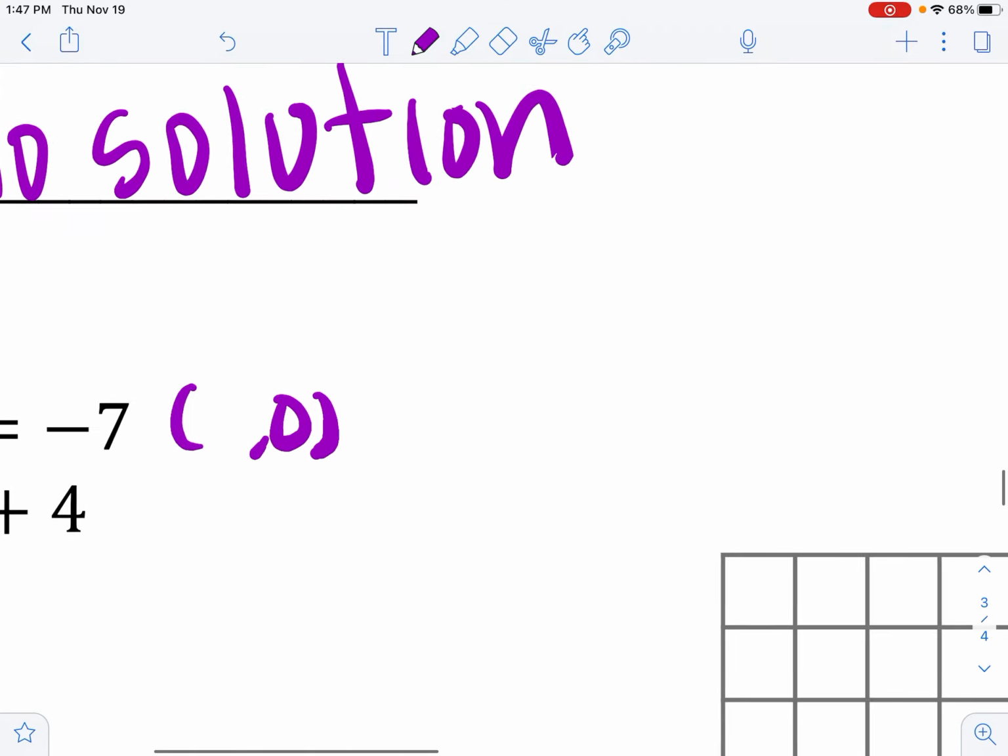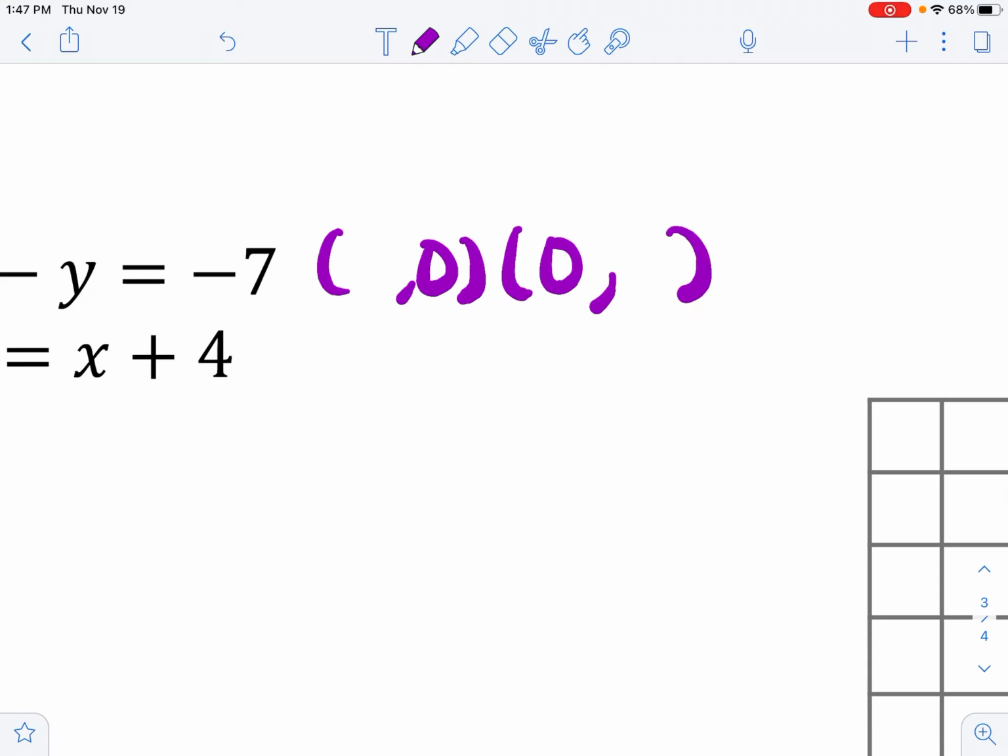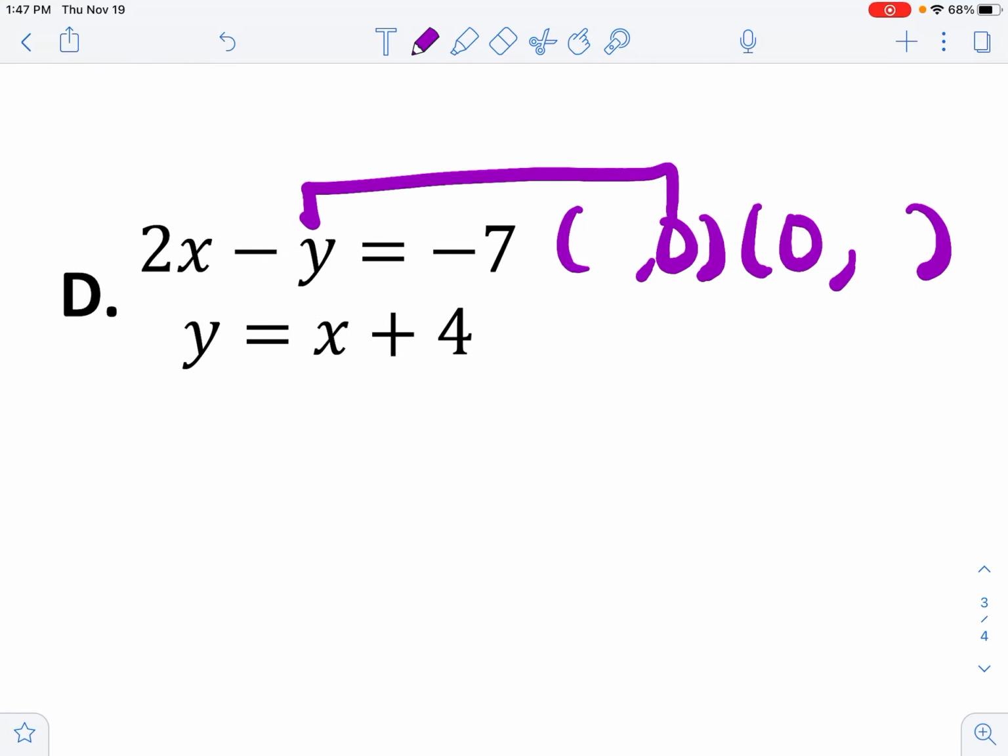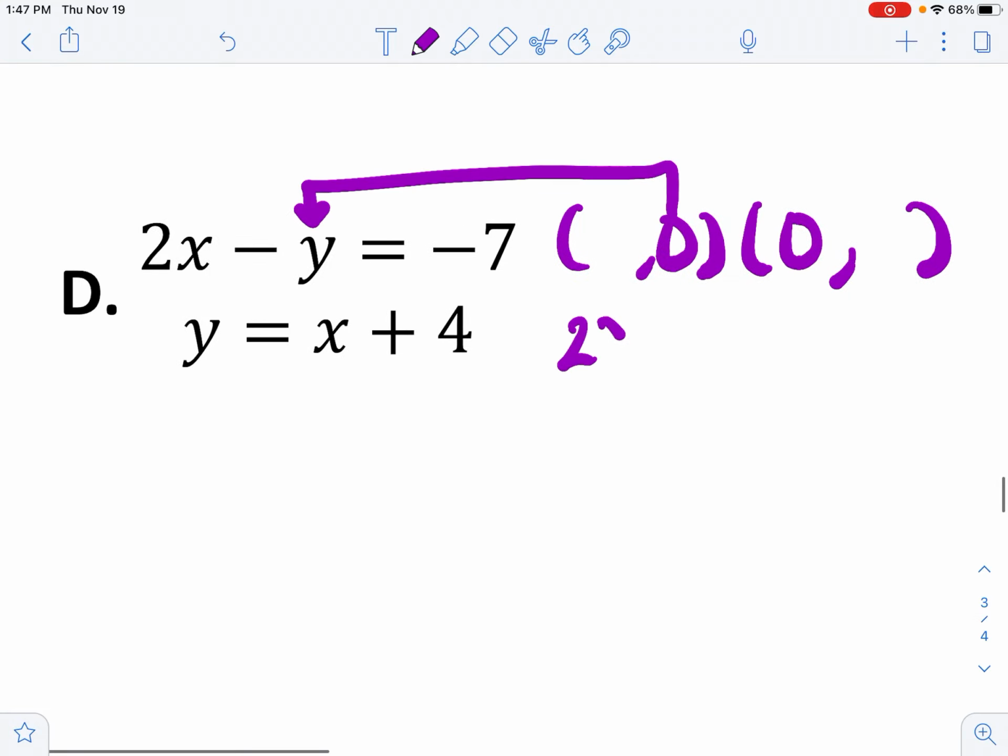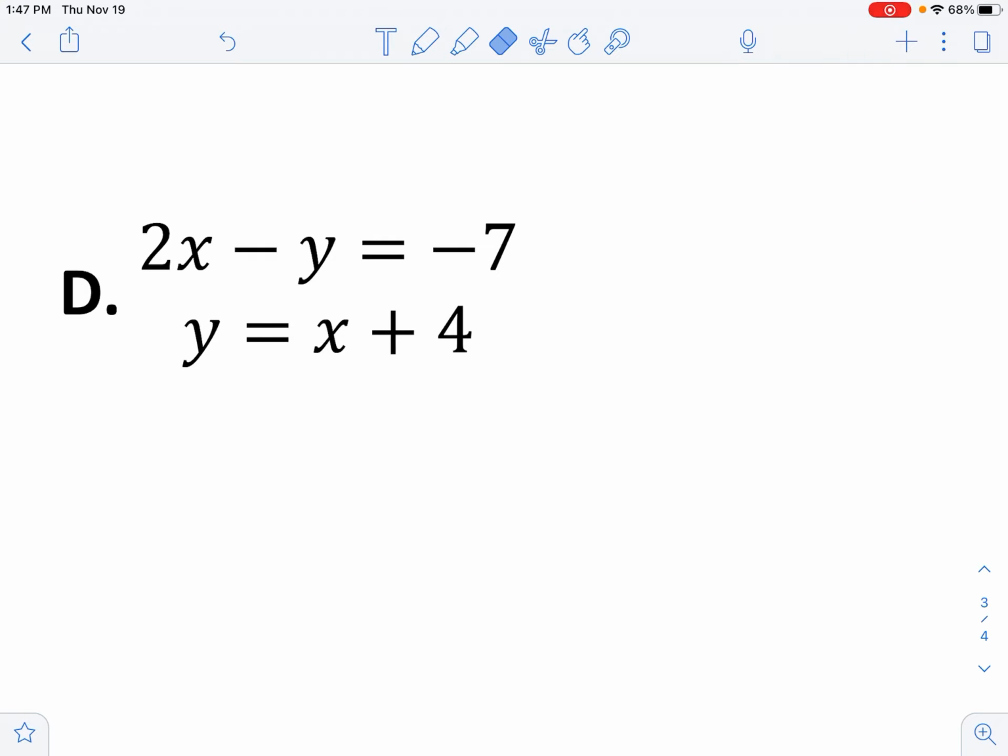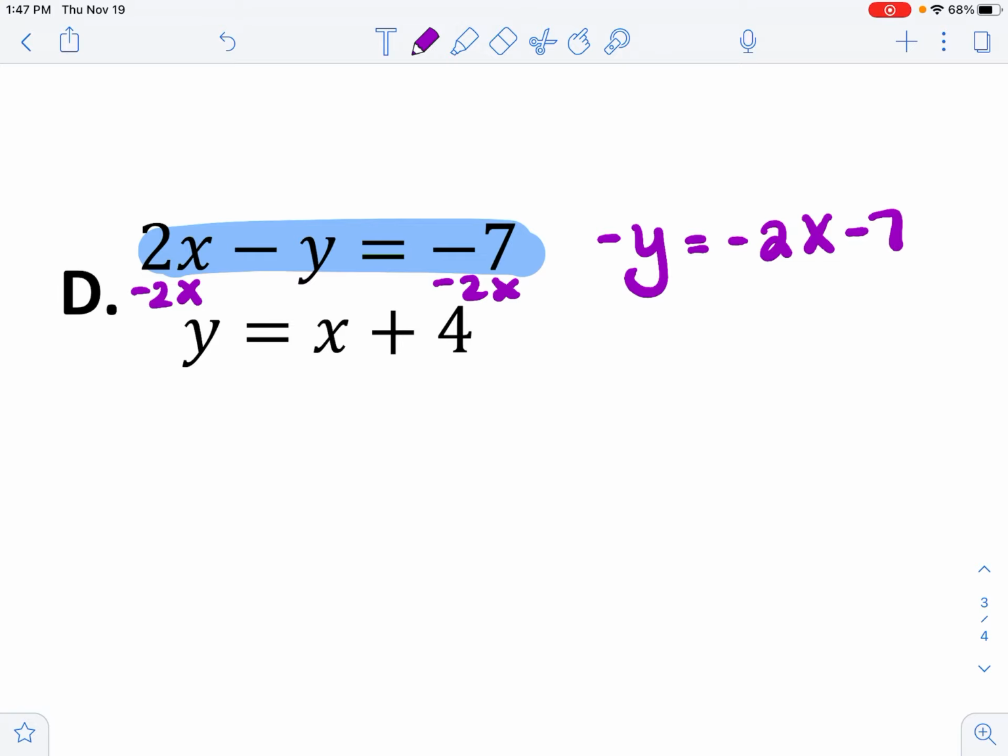All right, last one. This is in standard form. So I'm going to try to get my x-intercept and my y-intercept. I'm going to plug in 0 for y to see what I get for x. I have 2x is equal to -7, and I notice that I'm going to get a decimal again. So I don't want that to happen because it's not going to be accurate when I graph my line. So instead, I'm going to solve this equation for y. So I'll subtract 2x from both sides. I have -y is equal to -2x minus 7.